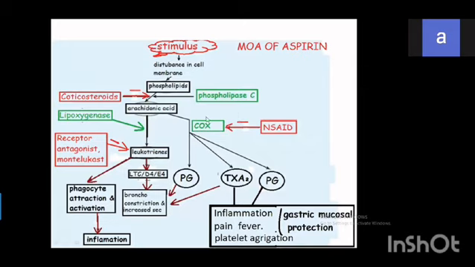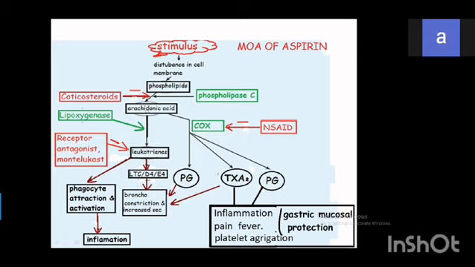First of all, let's talk about the mechanism of action of aspirin. Whenever a stimulus hits the cell membrane, phospholipid is converted into arachidonic acid. You can see in this diagram the green blocks are the enzymes: phospholipase C, cyclooxygenase, and lipoxygenase. Phospholipid in the cell membrane is converted into arachidonic acid with the help of phospholipase C. This arachidonic acid is again converted into either prostaglandin or prostacyclin with the help of cyclooxygenase, and it may be converted into leukotrienes with the help of lipoxygenase.